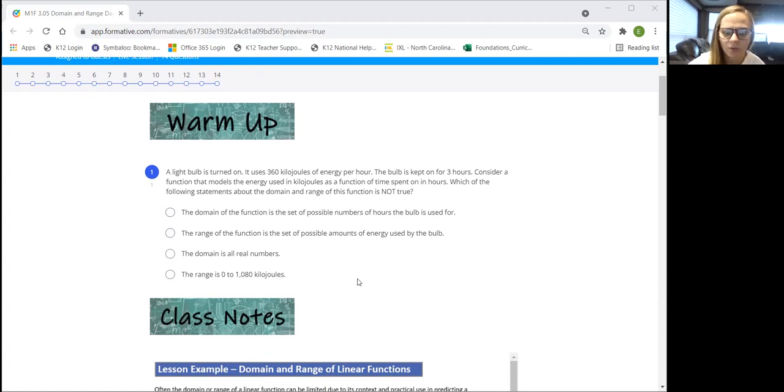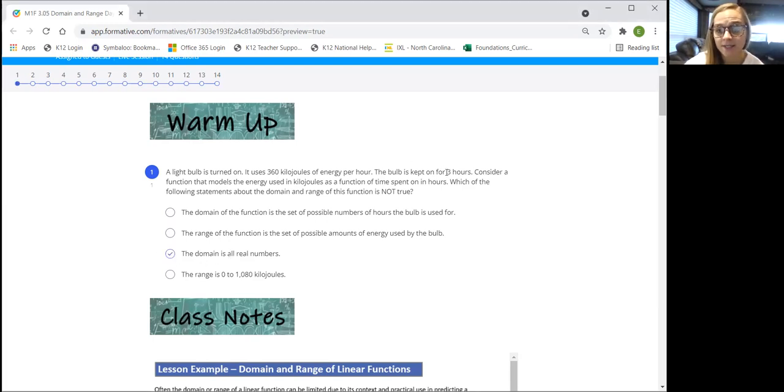The domain is all real numbers. Okay, so all real numbers means it can be positive, it can be negative, it can be decimals, it can be from negative infinity to positive infinity. That one's not true. It makes no sense to have negative hours. So it cannot be all real numbers.